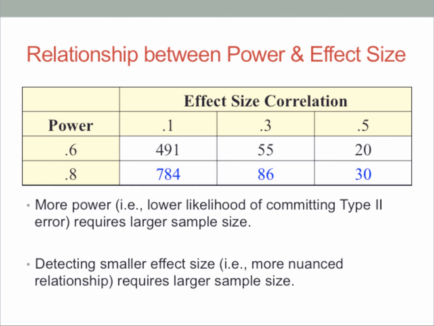If you recall, at the beginning of part 2 of this lecture, we said that the minimum sample size you should have should be 30. So we see here that our power at 0.8 and our large effect size at 0.5 gives us a sample size of 30. Detecting a smaller effect size or more nuanced relationship requires a larger sample size. That half of a pound, we may not see that difference. It may not be statistically significant in our sample of 30. But in our sample of 784, that half of a pound difference might show up to be statistically significant.